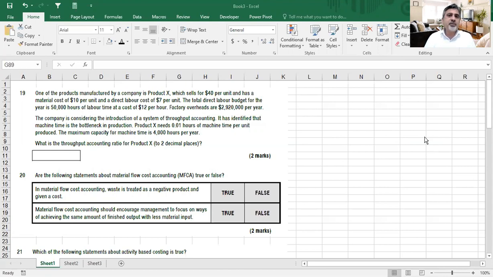So the purpose of throughput accounting is not to calculate cost per unit. The purpose is to calculate how much you generate per hour. So we have one, two, three, four, five products, and we calculate their throughput accounting ratio. The throughput accounting ratio, which you call TPAR, is a kind of profitability index. For example, if I have a product A, let me write down here.